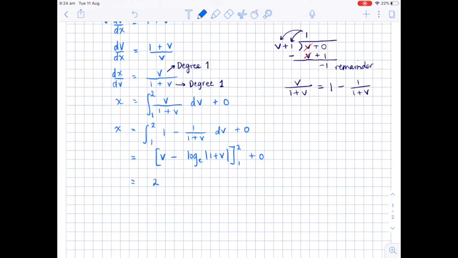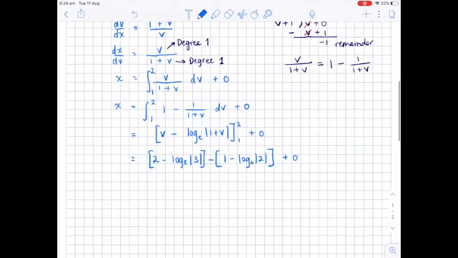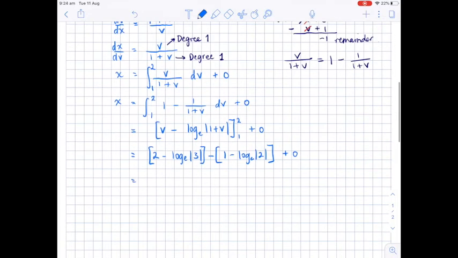Substitute in my values: I get 2 minus log e of 3, minus, so that's the first part. Now substitute in the 1 minus log e of 2, that's the second part, and I'm going to keep my plus 0 just to show that I knew it was there. And then simplify: 2 minus log e of 3 minus 1 plus log e of 2.